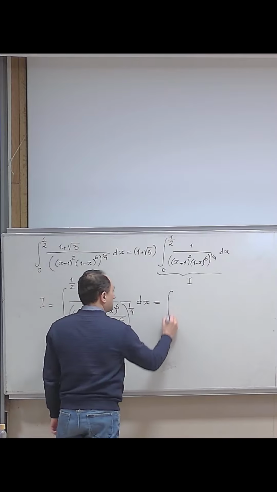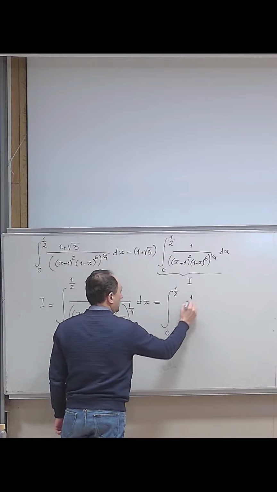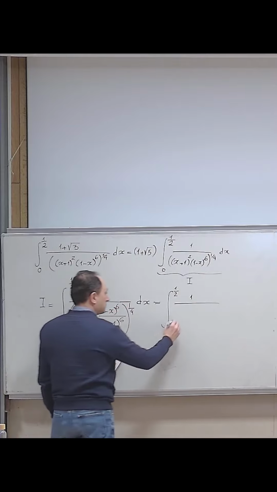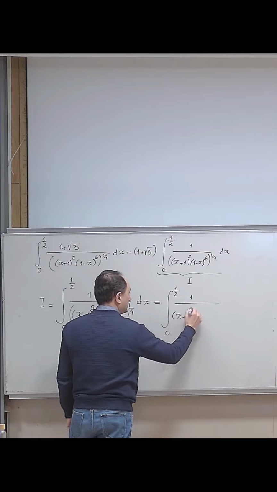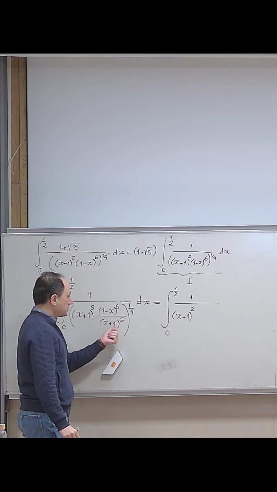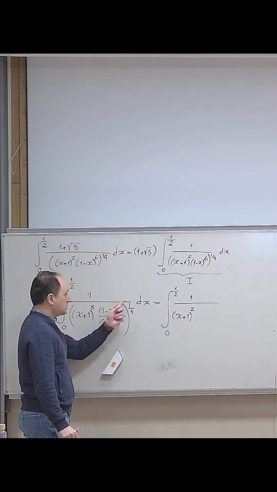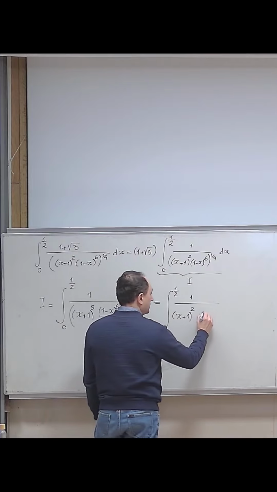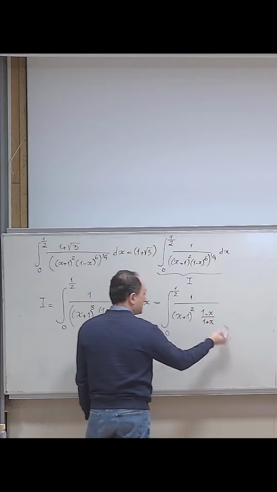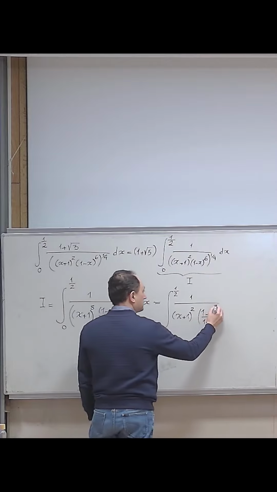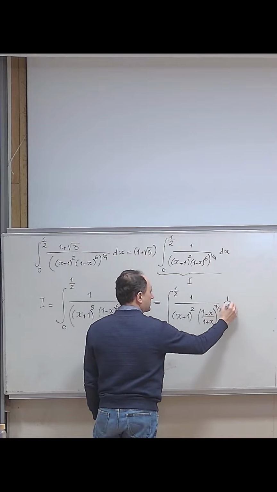So this becomes the integral from 0 to 1/2, 1 over (x plus 1) to the power 8, to the power 1 over 4, which becomes (x plus 1) to the power 2. Here I can write (1 minus x) all over (x plus 1), to the power 6, then to the power 1 over 4 becomes to the power 6 over 4, which is 3 over 2. So it becomes (1 minus x) over (1 plus x). There is no difference between x plus 1 or 1 plus x. I write it to the power of 3/2, and then dx.